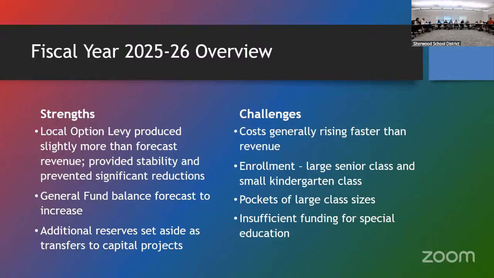We're looking at a general fund balance increase, and on top of that, setting aside some reserves for capital projects. We'll talk about what those are later, but like turf fields, curriculum purchases, things of that nature that we have to do. Challenges, you can see those up on the screen. All things we talked about in some detail at our last meeting. I think the big theme is just that generally costs are rising faster than revenues, just like we're all seeing in our own budgets at home, for the most part.